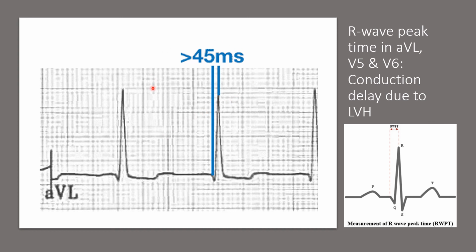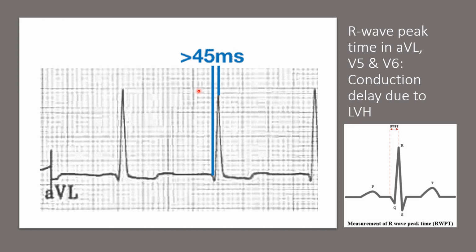And the fourth criterion is this, which is R wave peak time. R wave peak time is usually measured in leads aVL, V5 or V6. It is measured from the onset of the QRS complex to the peak of the R wave. If the R wave peak time is more than 45 milliseconds, it generally denotes delay in conduction in the ventricle, just because the muscle is so thick it takes longer to depolarize the muscle, and therefore the R wave peak time becomes more than 45 milliseconds.